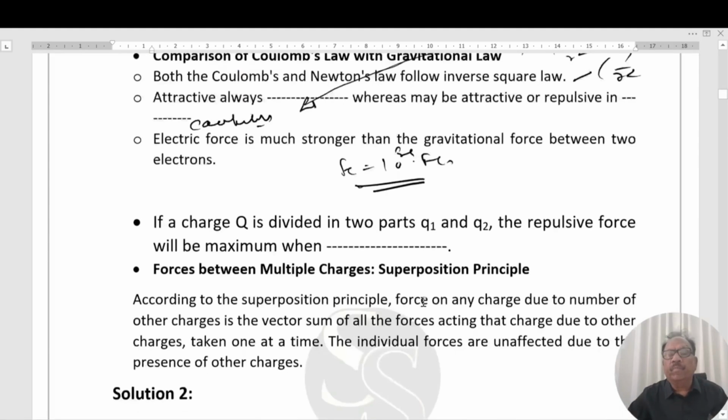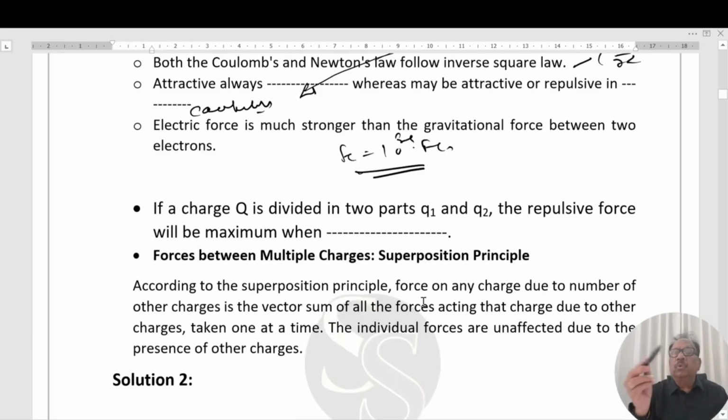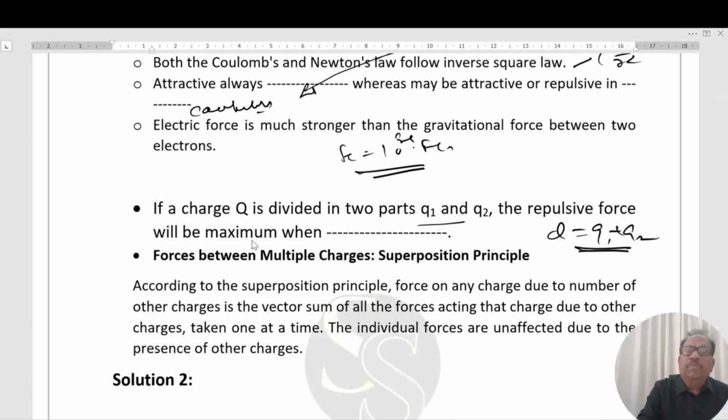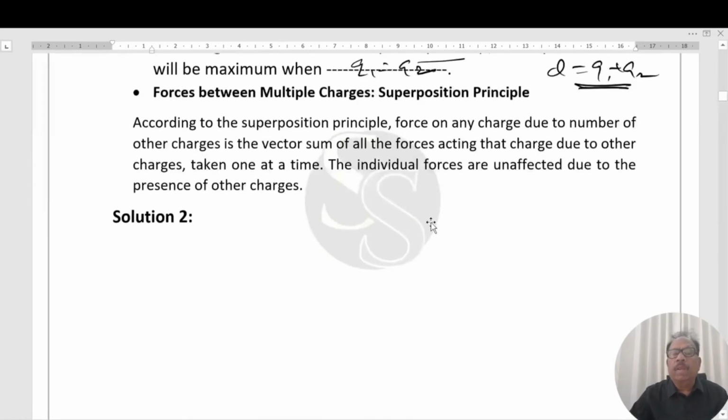If charge Q is divided into two parts, Q1 and Q2, meaning Q equals Q1 plus Q2, the repulsive force will be maximum when both are equal, when Q1 equals Q2. Right? Next.